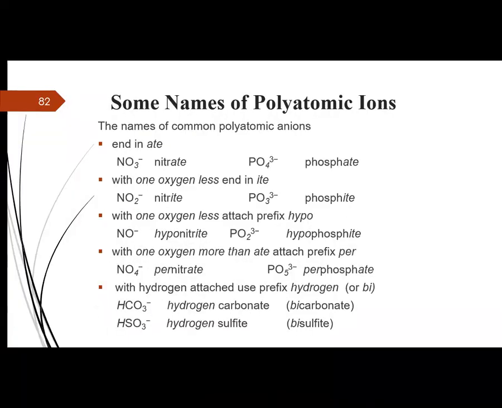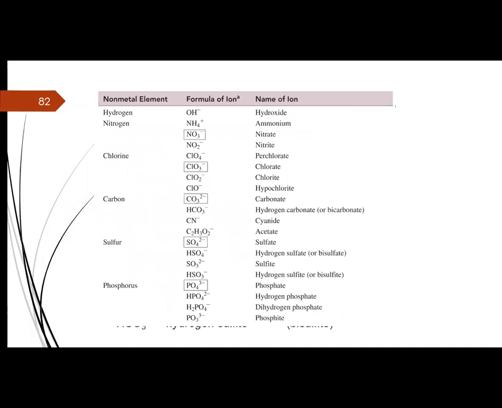Now they get special names. So they might end in something called ate, or they might end in something called ite, right? As you work your way through, as you become more familiar with them, it should feel more comfortable. Right? Your book does have a chart of them as well.